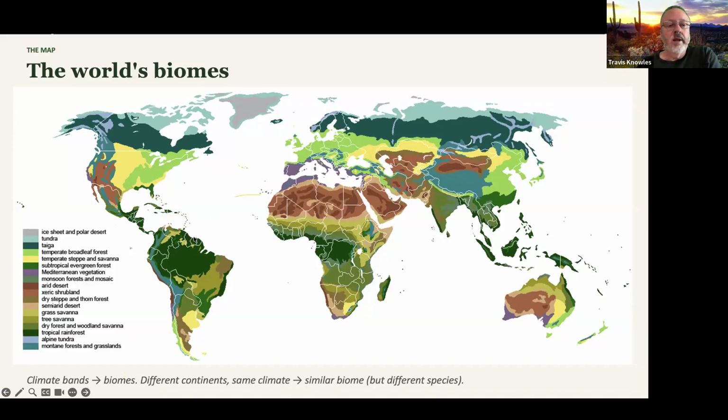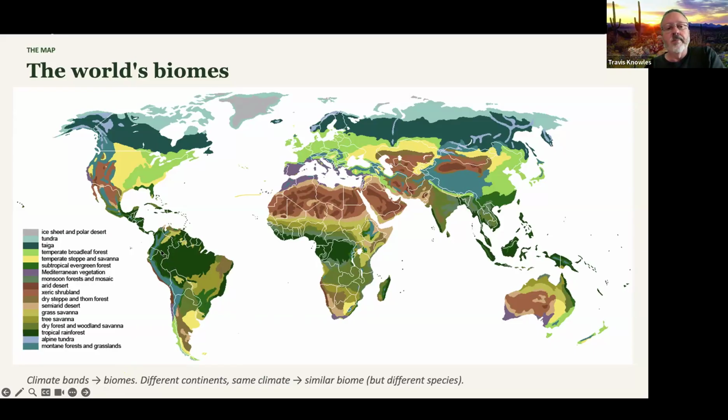Okay, we're going to head down here to this little eastern green area in Ecuador, which is tropical rainforest, right? So biomes are large geographic areas of similar plants and animals that are determined primarily by the climate that we see in that area. So different climate bands, you have different biomes. Different continents can have a similar climate and similar biomes.